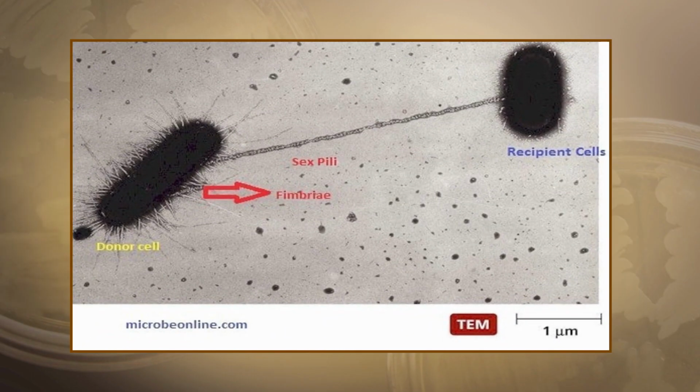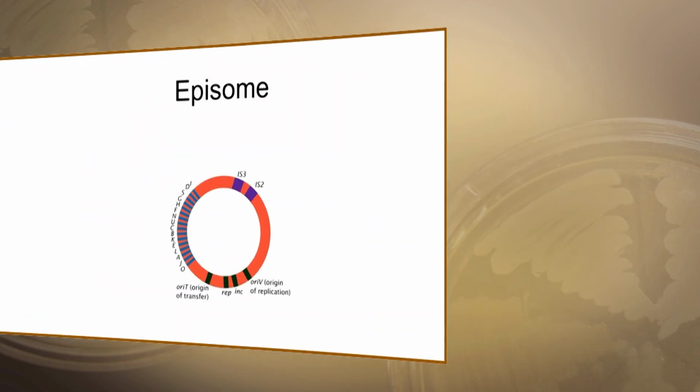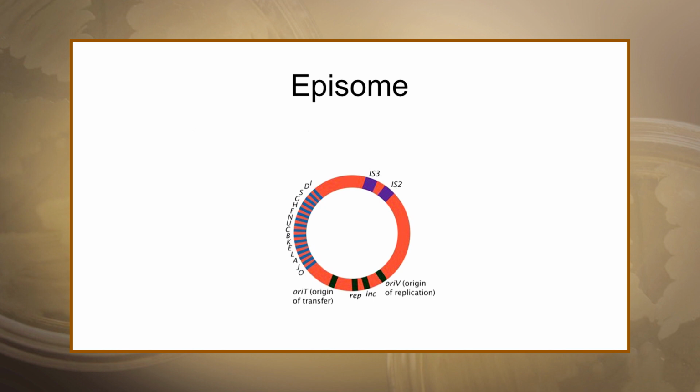The cells that have the capacity to serve as donors during conjugation are differentiated by the presence of specialized cell surface appendages called F-pili. The synthesis of these F-pili is controlled by several genes that are carried by a small circular molecule of DNA of about 100 kilobase pairs called an F factor, for fertility factor, also called F plasmid or sex factor. The F plasmid is an episome, a plasmid that exists in two different states.